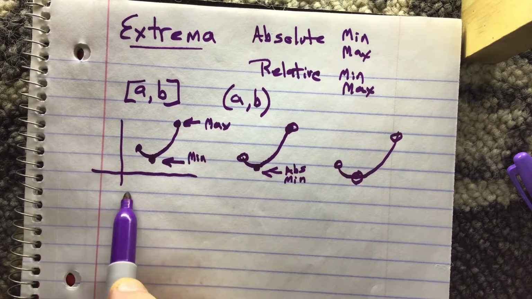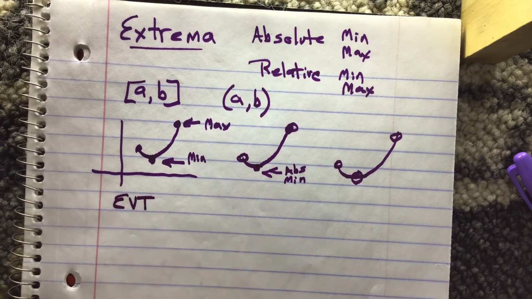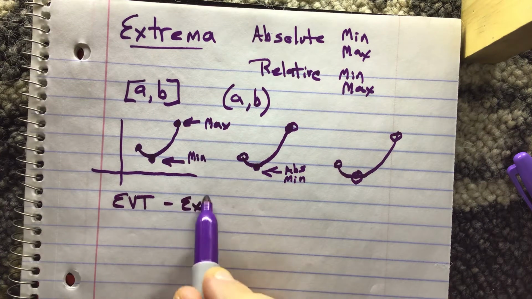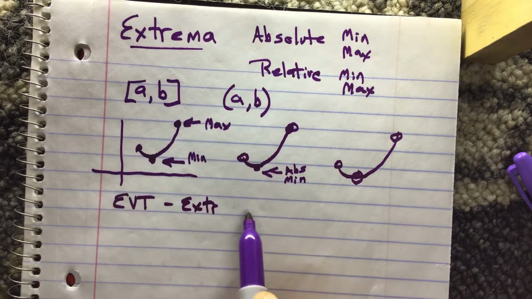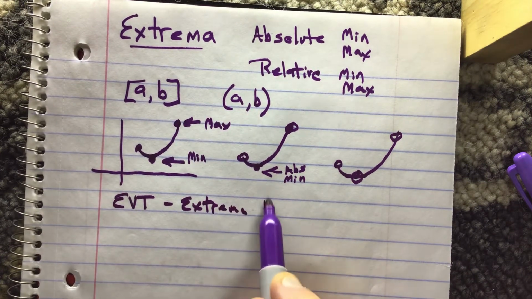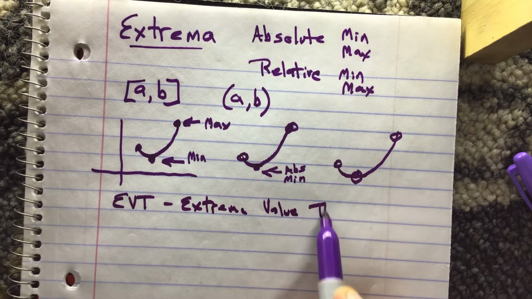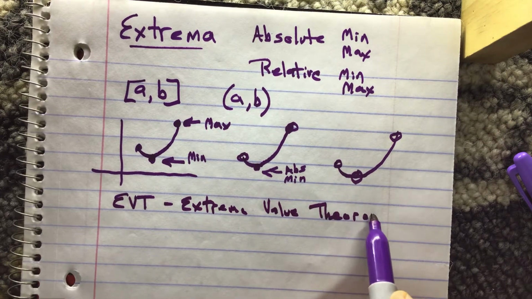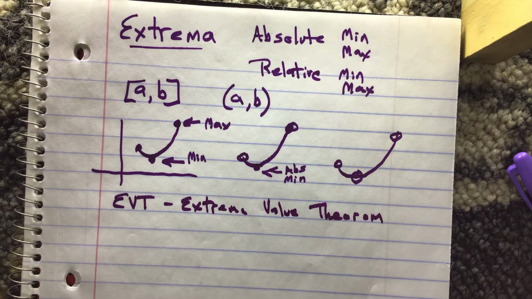There's EVT, which is the extreme value theorem. Let me write that. Coming from the word extrema, extreme value theorem. It's like IVT. We talked about the intermediate value theorem in the past. It's an existence theorem. It doesn't tell you what it is. It just tells you that it exists. So let me just write it out for you.